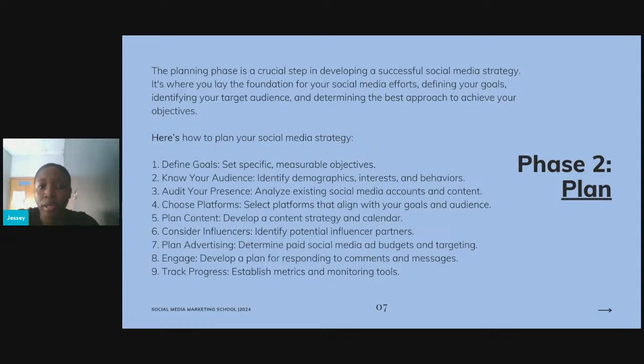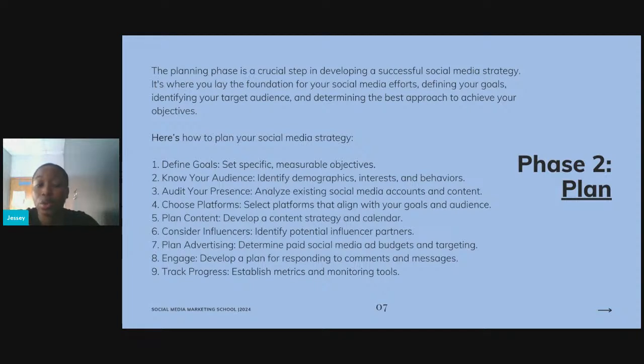And then you choose your platforms. You select platforms that align with your goals and audiences. Take for instance, if I'm a fashion brand and I want to select my platform, I would think, okay, so where do people visit when they are looking for fashion inspirations? Yeah, they visit Pinterest. Pinterest is a platform, right? They visit TikTok, Instagram, right? So I would want to put my brand up there. So you have to choose the platform that aligns with your goals and audience.